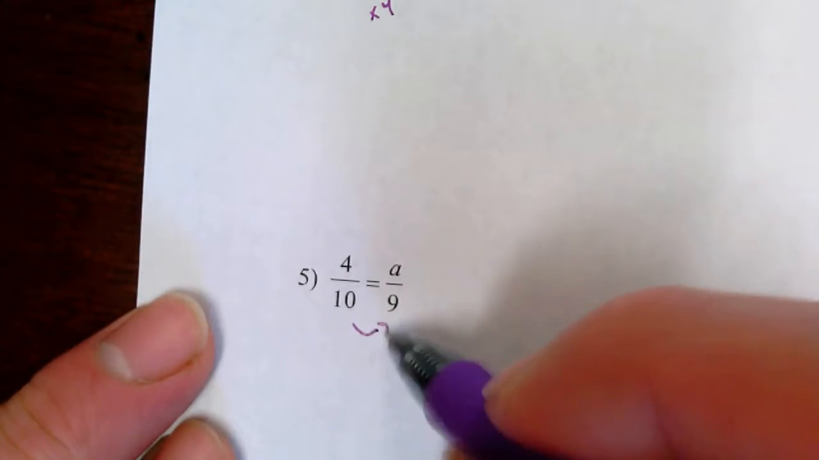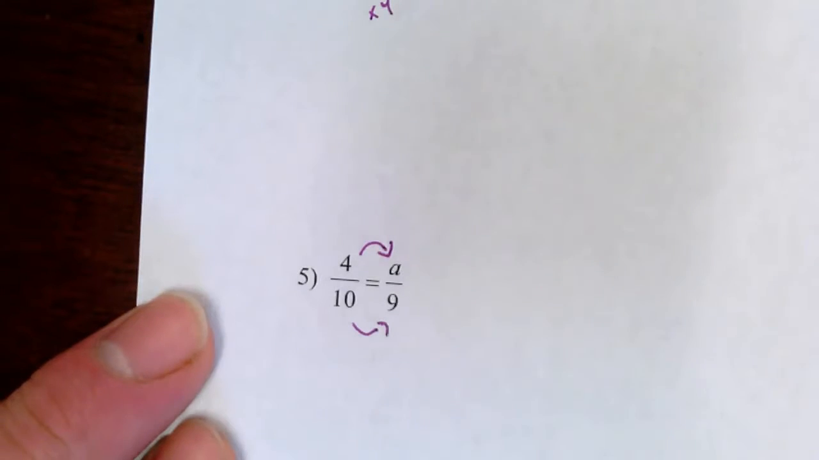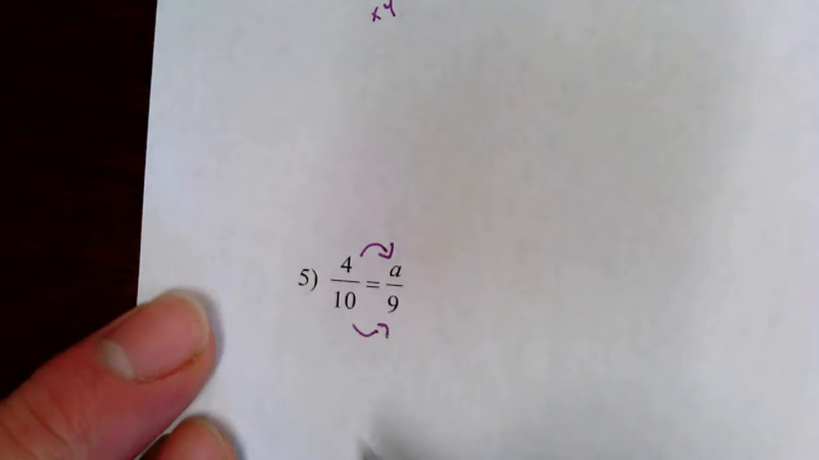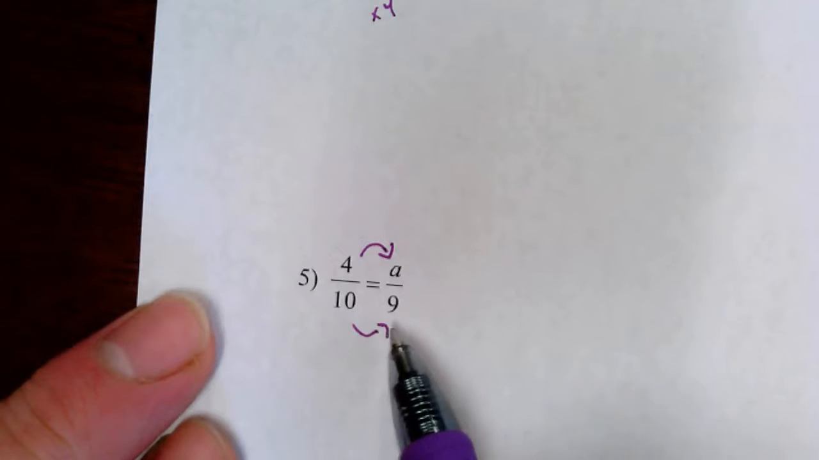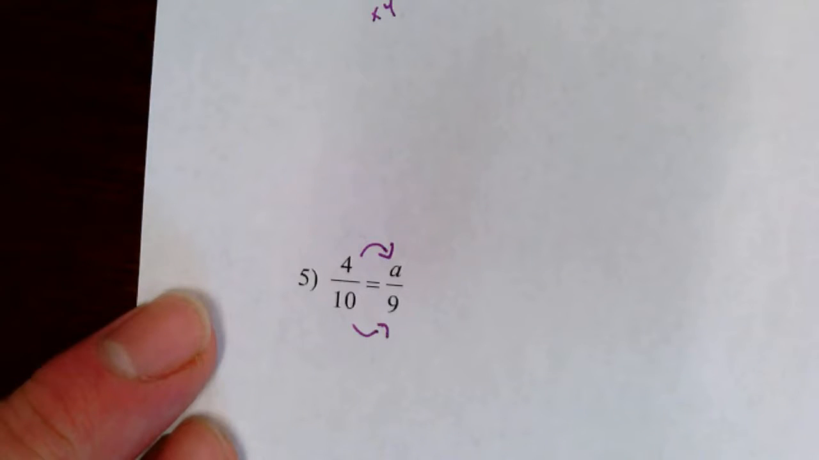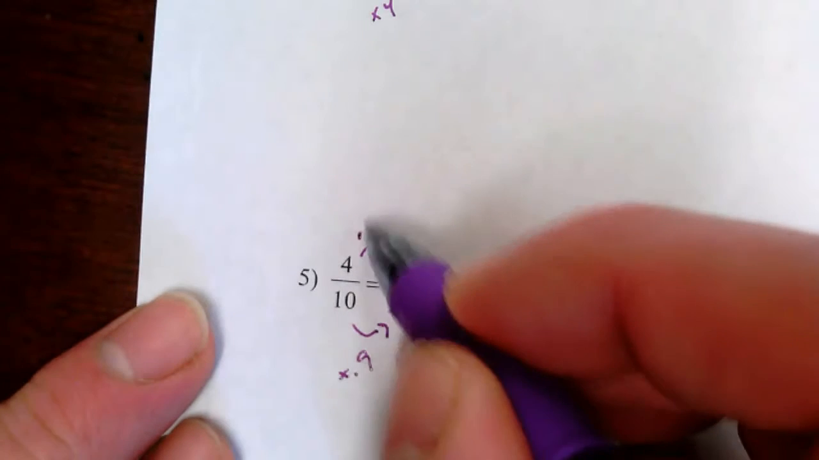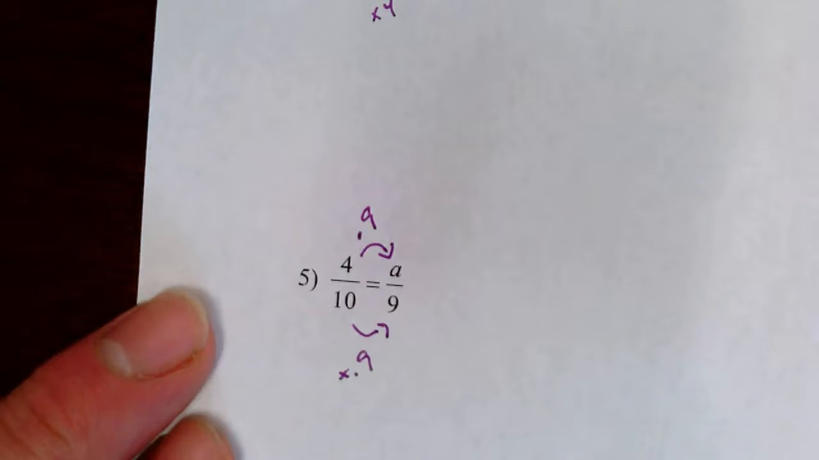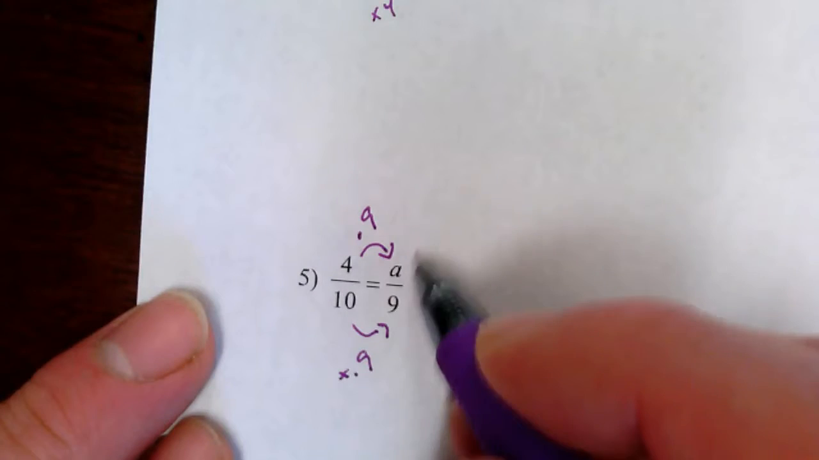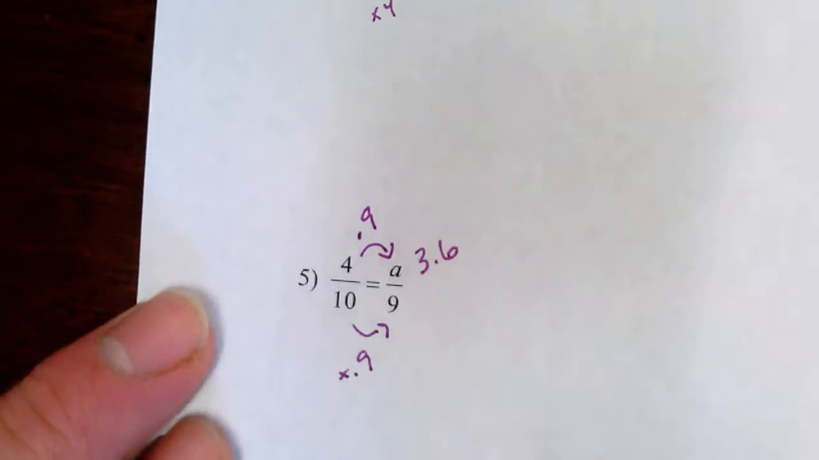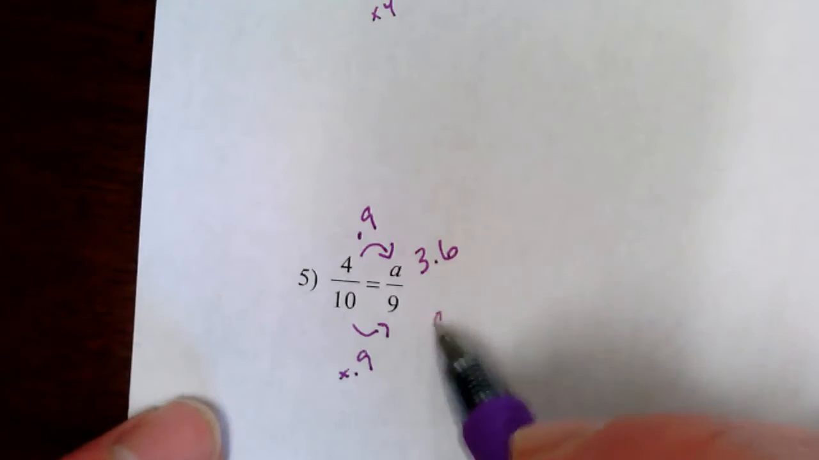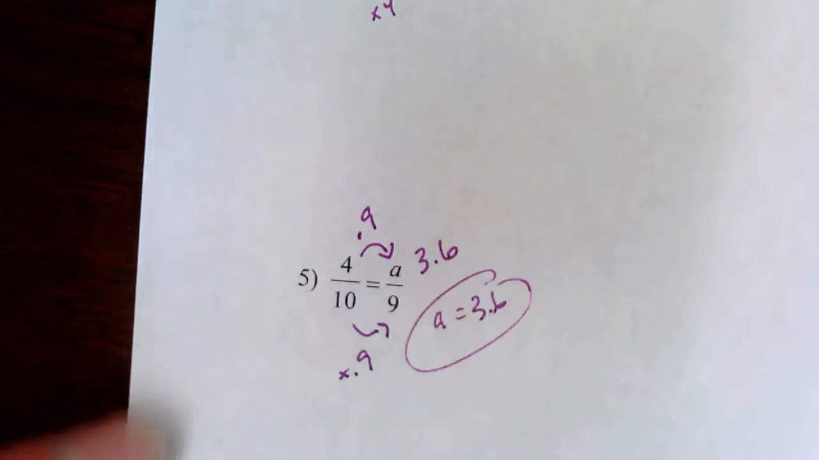Next, we've got, let's see, from 10 to 9, 4 to a. Well, it's not simple what to multiply 10 by to get 9, so we're just going to go 9 divided by 10. Tells us that it's times 0.9, so it's times 0.9 up here, and 4 times 0.9 is 3.6. All right, so a equals 3.6. All right, hold on a second.